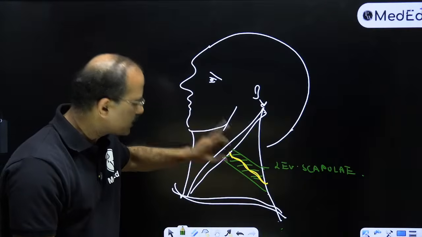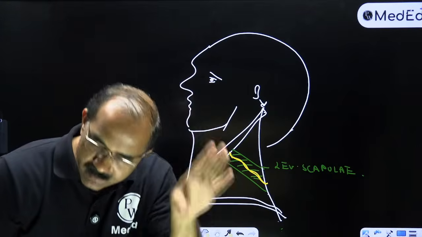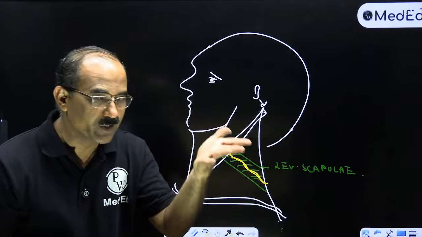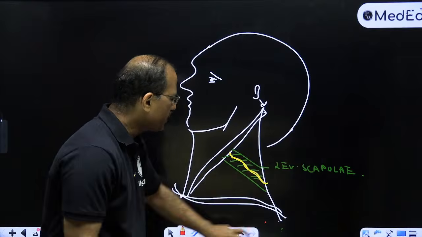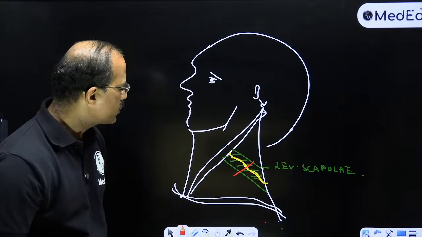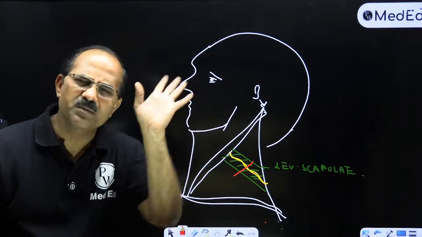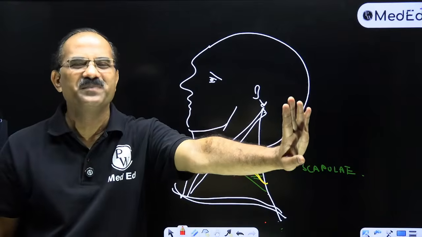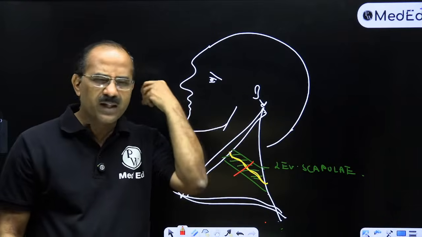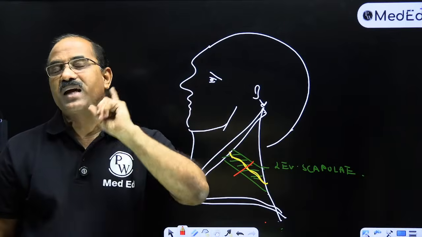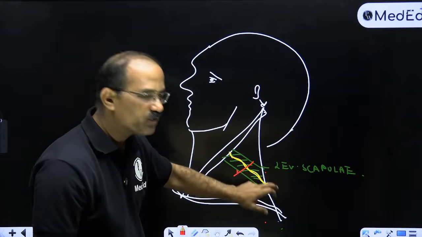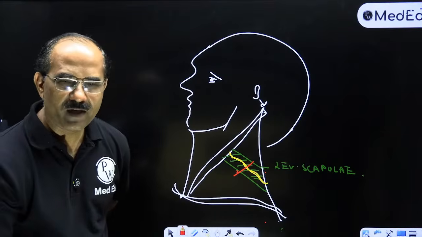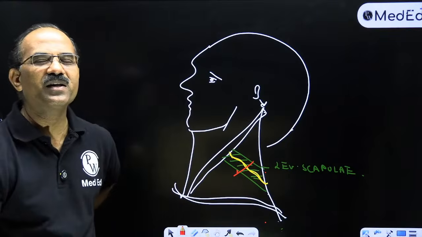This nerve first supplies the sternocleidomastoid, then comes into the posterior triangle, lies on the levator scapulae, and goes to supply the trapezius. Fine. If the nerve is damaged here, the sternocleidomastoid is already supplied, so nothing happens to it. So if the nerve is damaged in the posterior triangle of the neck, which muscle is affected? Trapezius. Did you understand? Very important clinical MCQ.